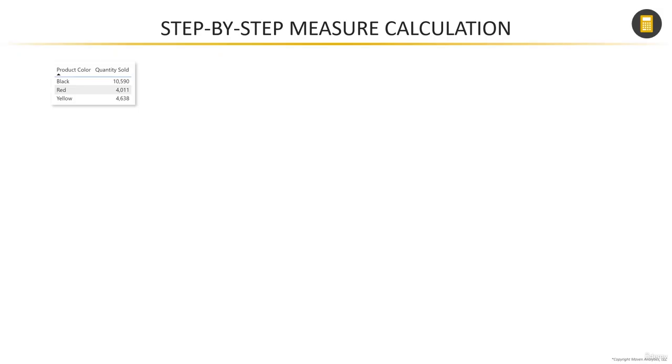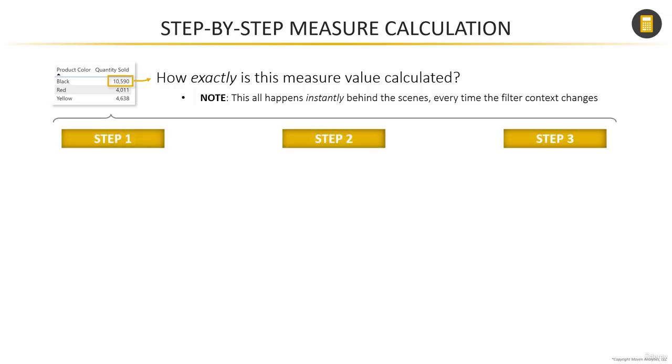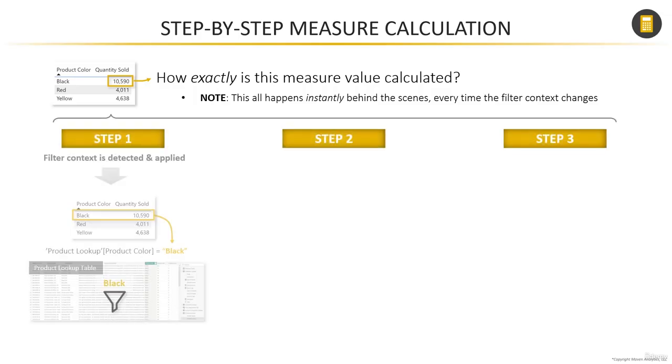In this case, we're evaluating a quantity sold measure based on product color. And what we want to figure out is how this particular cell, where color equals black, is calculated and returning a number of 10,590. What I'm about to show you all happens behind the scenes and it happens instantly every time the filter context changes. So, I like to think of this as a three-step process, where step one is when the filter context is detected and applied.